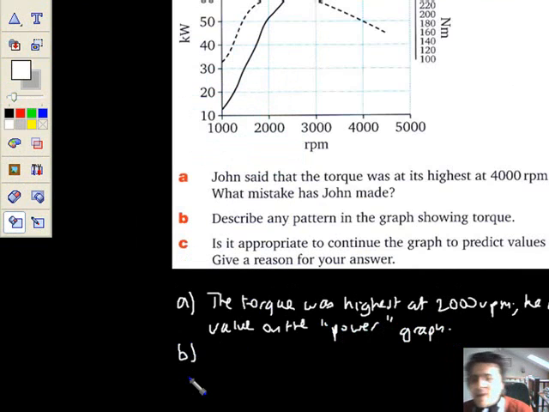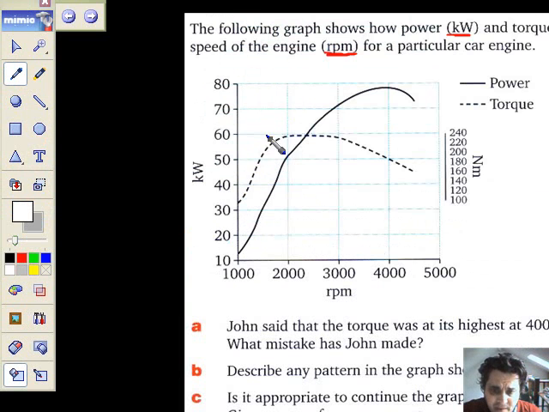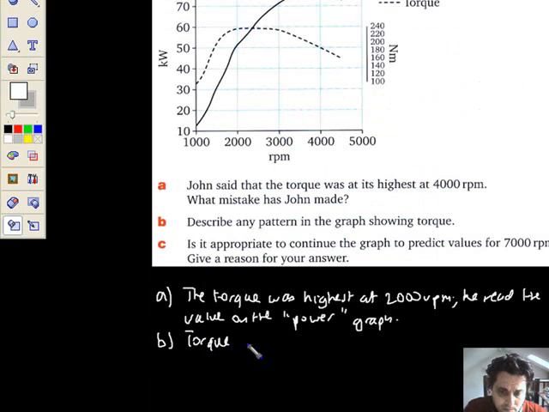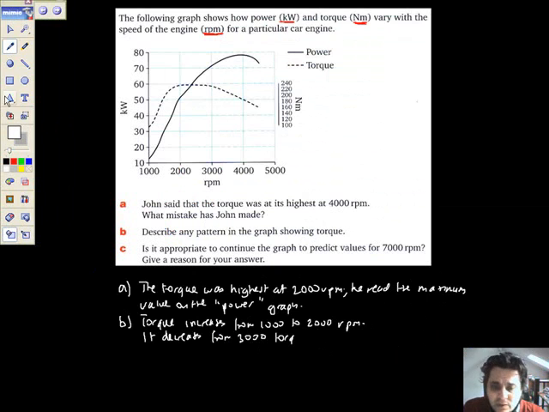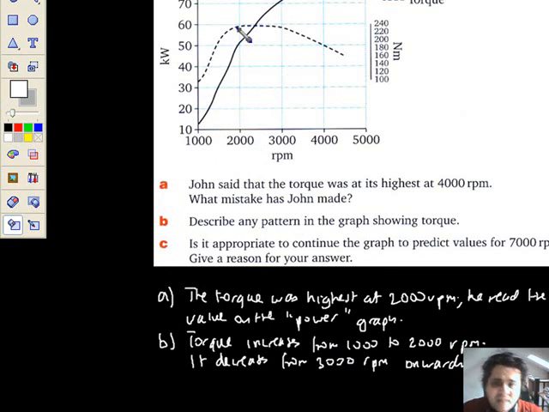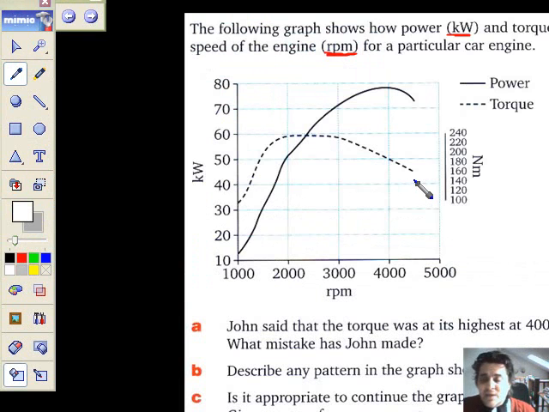Right. B says describe any pattern in the graph showing torque. What have I got? Let's have a pattern. Okay, so let's say torque increases from 1,000 to 2,000 RPM. Is that alright? So we've got a general increase in torque. It decreases from 3,000 RPM onwards. Okay, they're my patterns. Goes up to a certain amount, stays flat, then begins to come down after about 3,000 RPM.